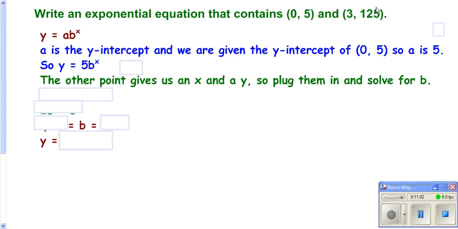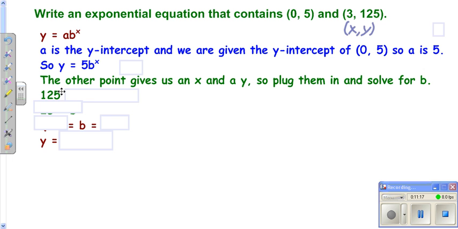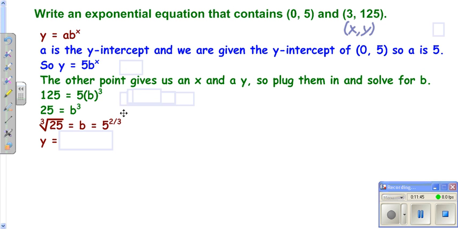So now we're going to take a look at this other point. This other point is really just an x followed by a y. So I'm going to replace my x with 3 and my y with 125 by plugging that point in. So the y goes with the 125, or 5 times b raised to the, not x, but 3. Now we need to solve this. I need to get my b cubed by itself, so I'm going to get rid of the 5 by dividing both sides by 5. Now I need to take the cube root of 25. Or you could write it as 5 to the 2/3.